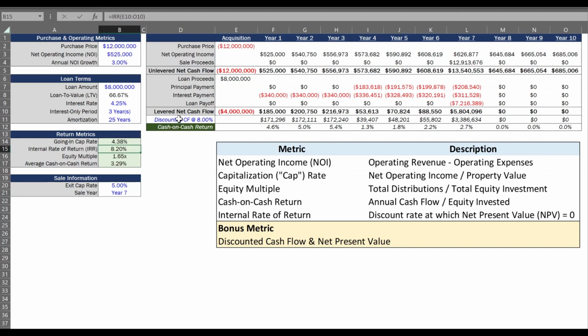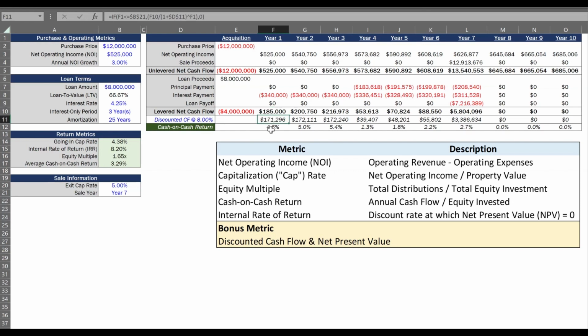And right here, you can see I chose a discount rate of 8%. The discount rate is the rate of return that is used to discount the future cash flows back to their present value. Now, it's important to note that the discount rate represents the time value of money and the risk associated with the investment. A higher discount rate will result in a lower present value, while a lower discount rate will result in a higher present value. So if we look at our cash flows here, year one, we've got $185,000 in present value at a discount rate of 8%.